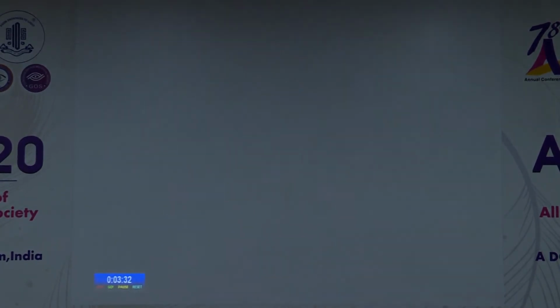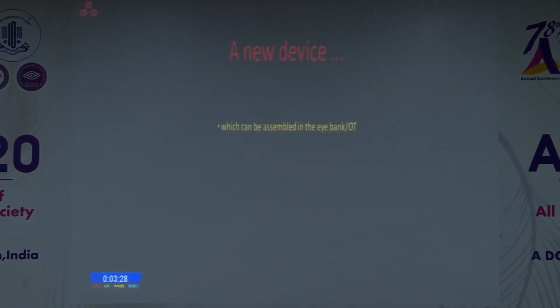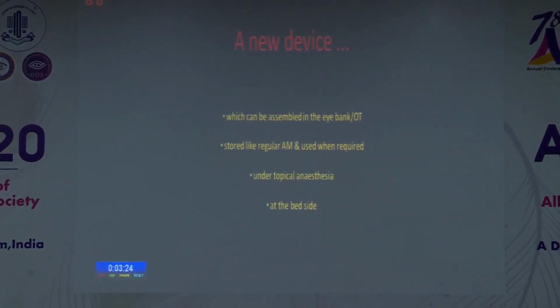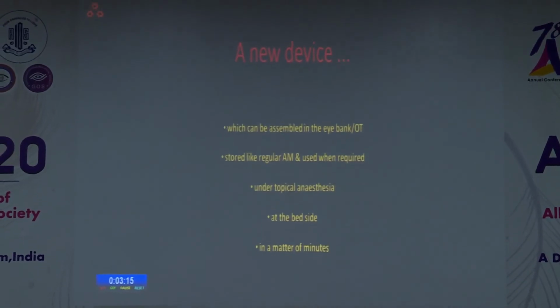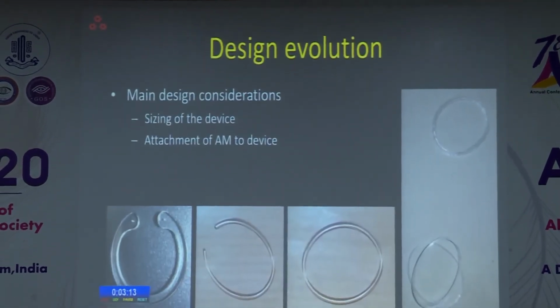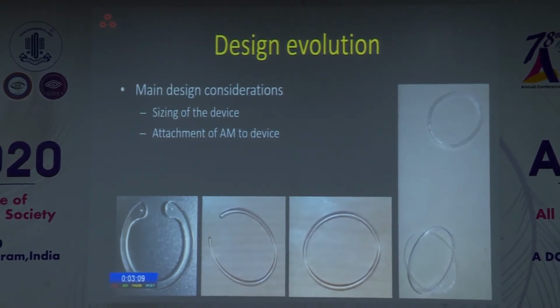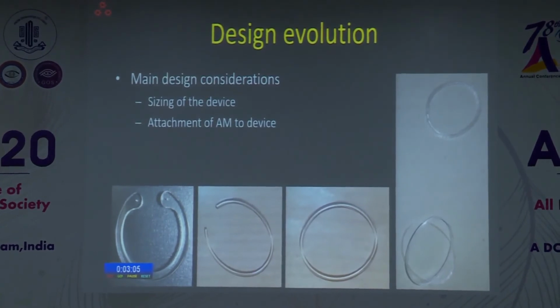So we felt that there was an unmet need, and we wanted a device which could be assembled in the eye bank and OT and transported as such, or be assembled locally, and it could be stored like a regular amniotic membrane and used under topical anesthesia at the bedside in a matter of minutes. So our design considerations went through open loop devices which we thought would conform to the different sized fornices, and finally we settled on a two ring device.